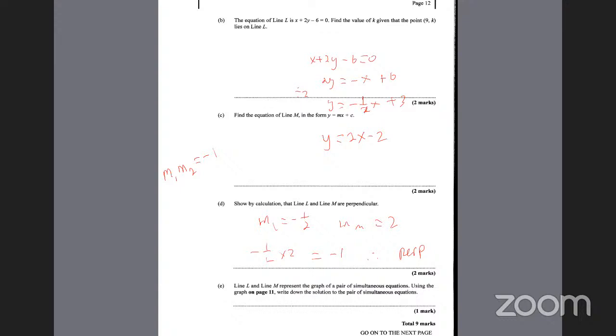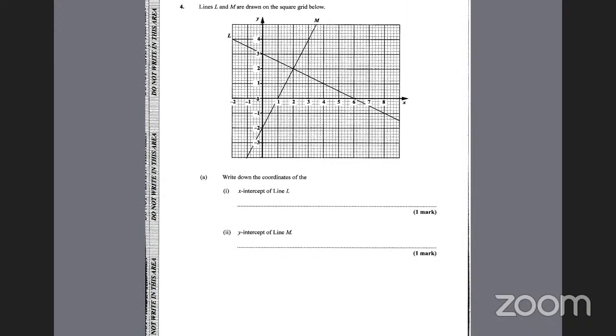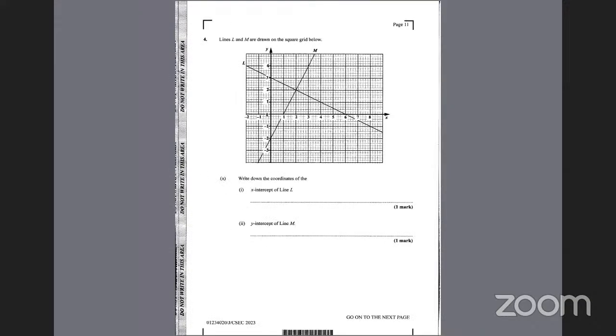Using the graph, write down the solution. So all we have to do to write down this solution is just read it off, right where they intersect. And that point is (2, 2). So the solution is (2, 2). Right? Everybody looking okay so far?